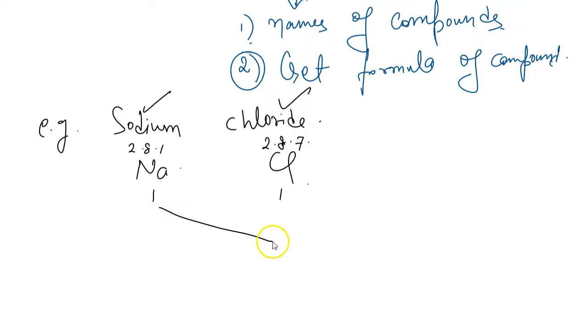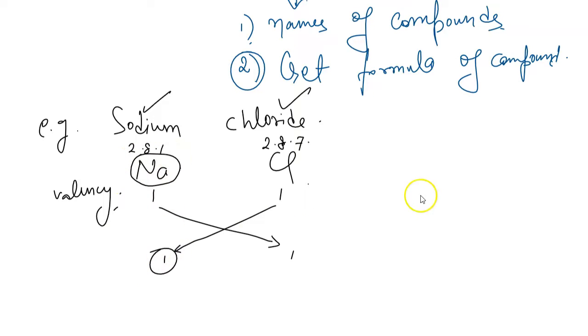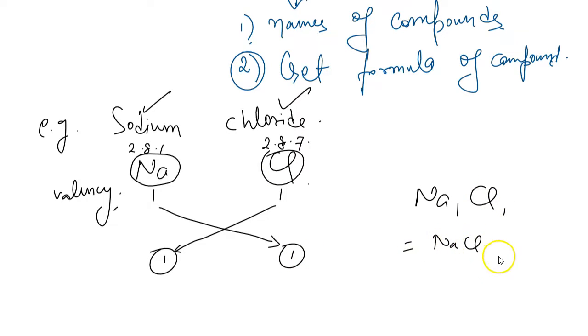Now what you do, crisscross the valency, 1 and 1. So here it will not affect because both are the same number, but this is the general rule. After writing the valency, crisscross it, and then write Na1 Cl1. That means this is nothing but NaCl. This is the formula of sodium chloride. Let us see another formula where crisscross makes sense.